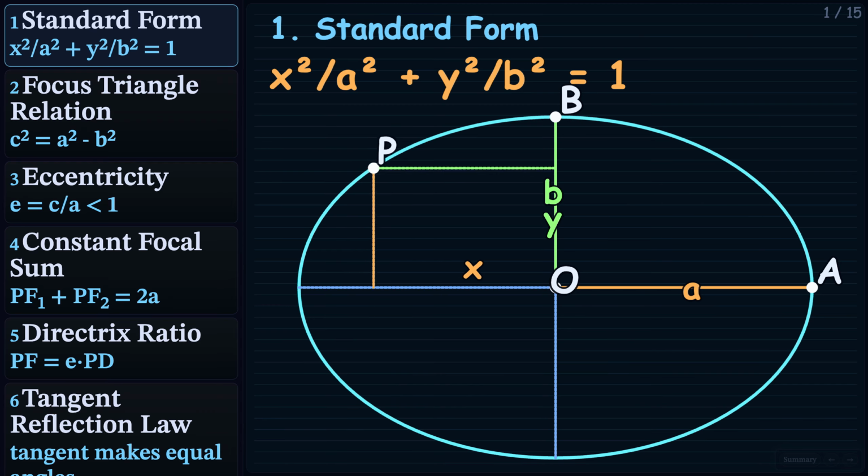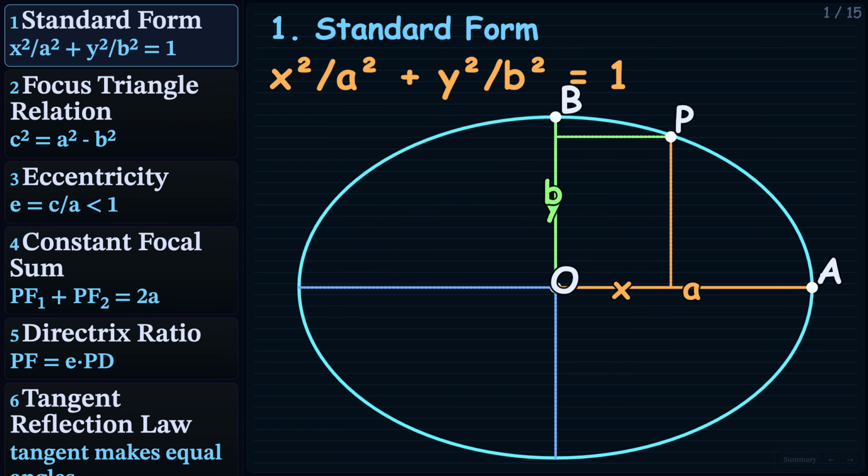Number 1 out of 15. Standard form. The basic ellipse equation is x squared over a squared plus y squared over b squared equals 1. Proof hint. Start from a circle and scale the axis differently, or derive it from coordinates.